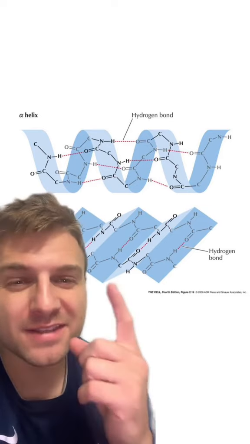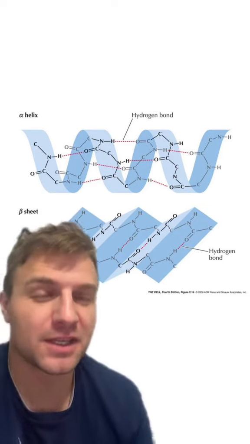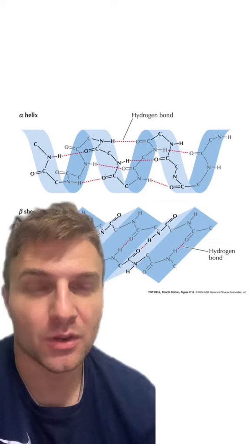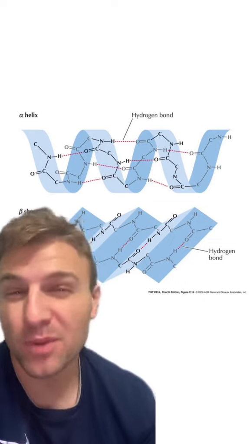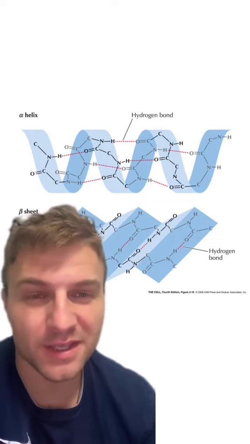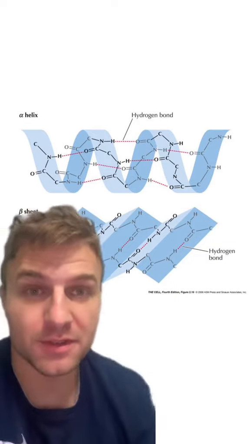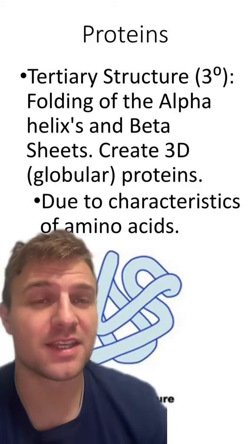Now, the amino acids in these alpha helixes and beta pleated sheets are going to bond in specific ways because of the properties of their amino acids. Their properties can be polar, nonpolar, acidic, or basic, and these properties will determine which shape is going to be produced. The tertiary level is the next level.